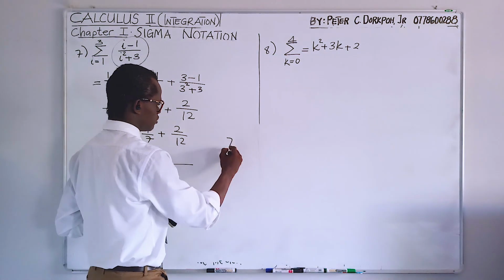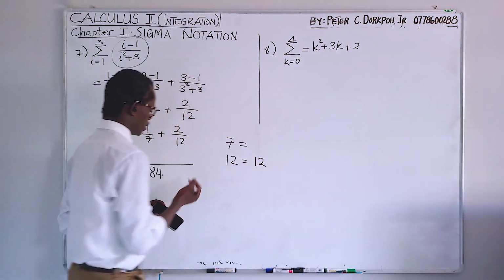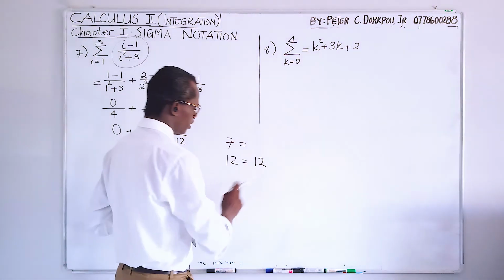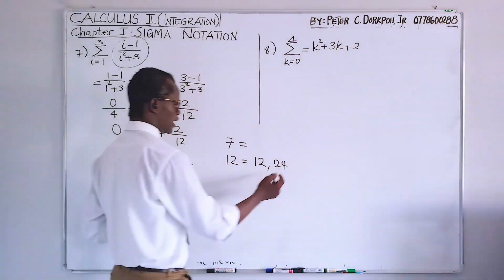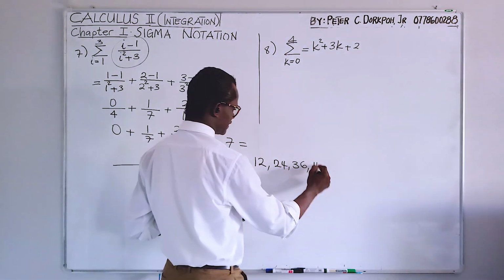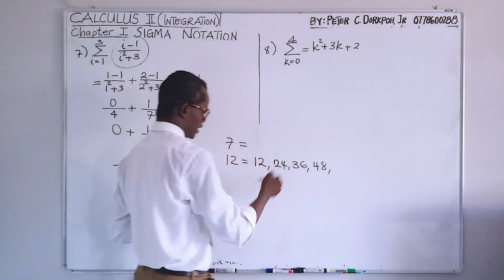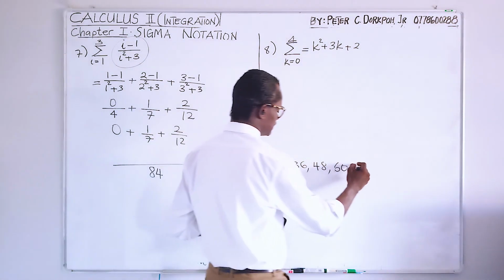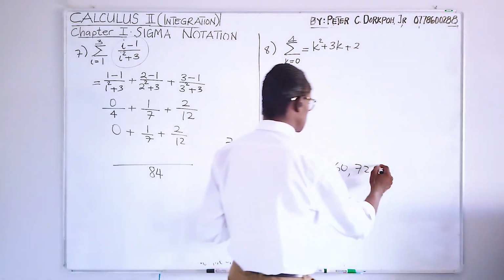Now, how did we get that? You have 7, you have 12. I told you to find the multiples first, before those multiples will then turn to the least common denominator. So the multiples of 12: you have 12, you add 12 to 12 is 24. You add 12 to 24, it gives you 36. You add 12 to 36, it gives you 48. You add 12 to 48, it gives you 60. You add 12 to 60, it gives you 72. And you add 12 now to 72, it gives you 84.